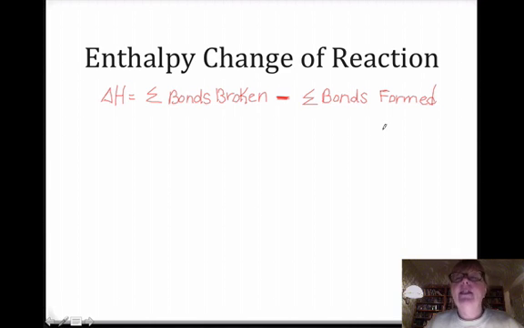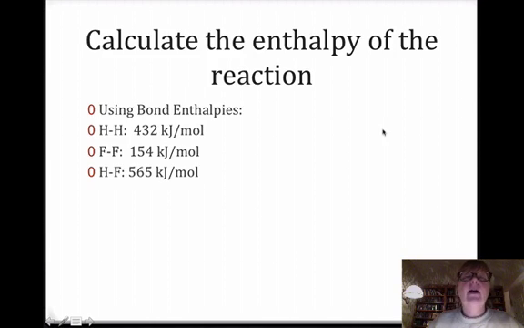So let's practice with this. Okay, so I have gone ahead and looked up these bond enthalpies for this reaction, and here they are. And I'm going to go ahead and write our balanced equation. I always need that balanced equation to look at. H2 and F2, and these are in the gas phase, yields 2HF.